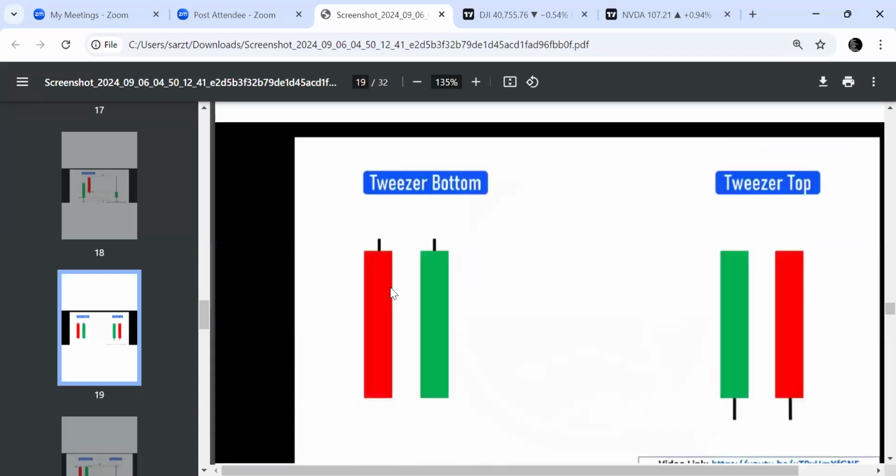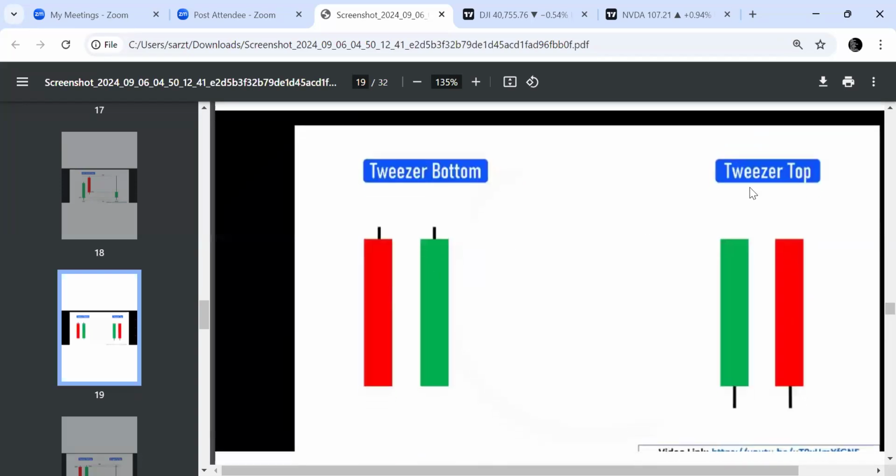And then we have tweezer bottom and tweezer top. Again, the concept is the same as engulfing, harami, and the previous patterns, dark cloud cover and piercing line. There will just be a little difference.